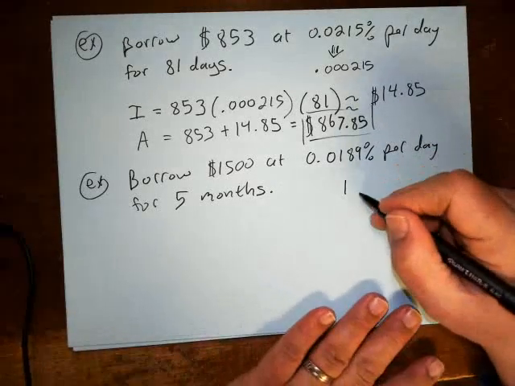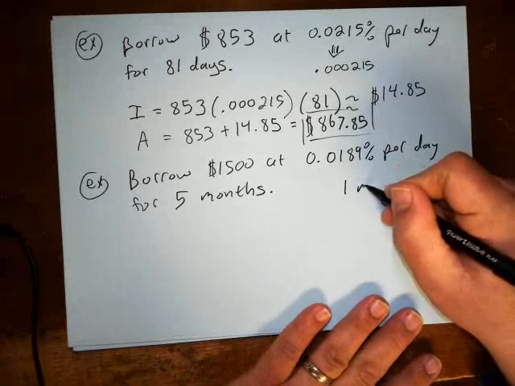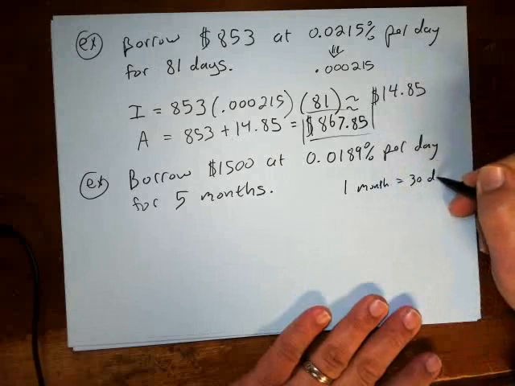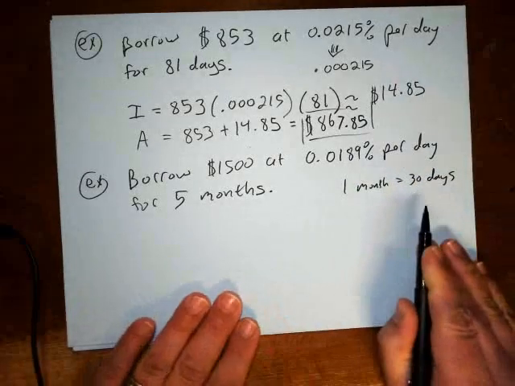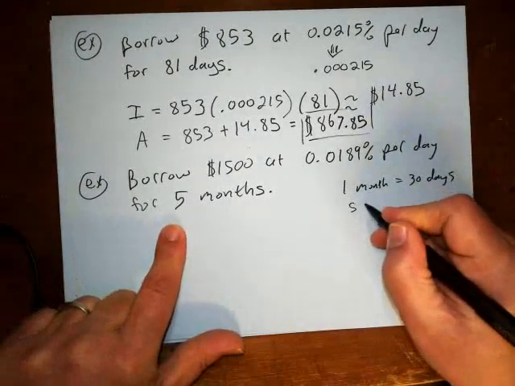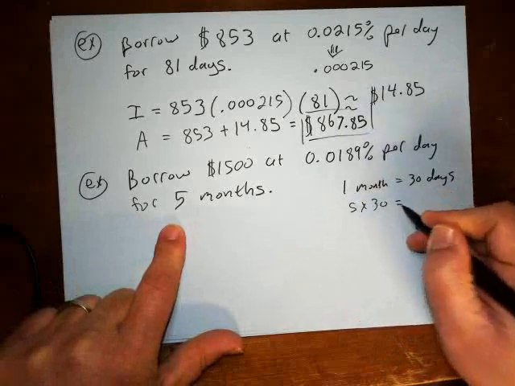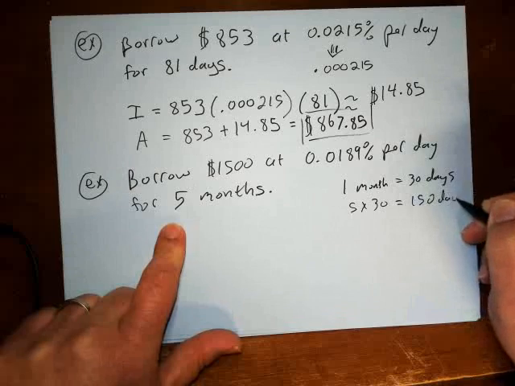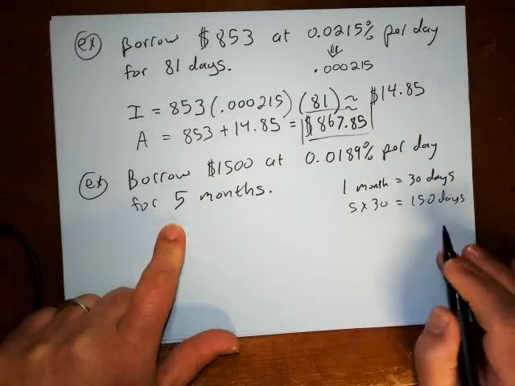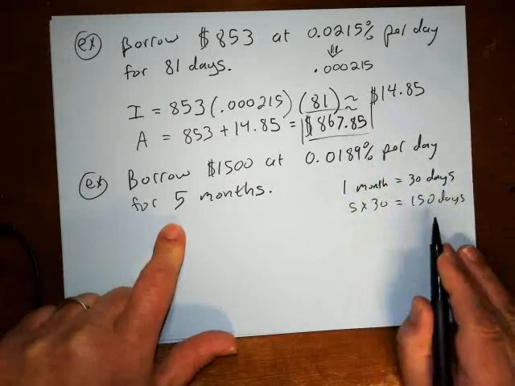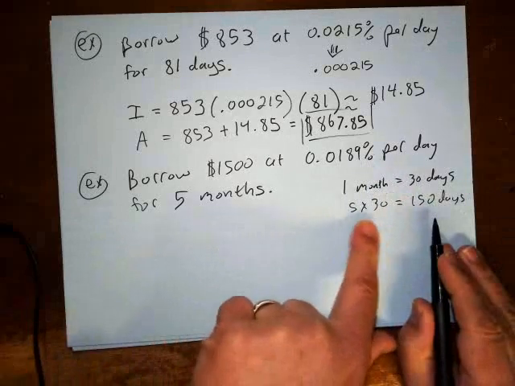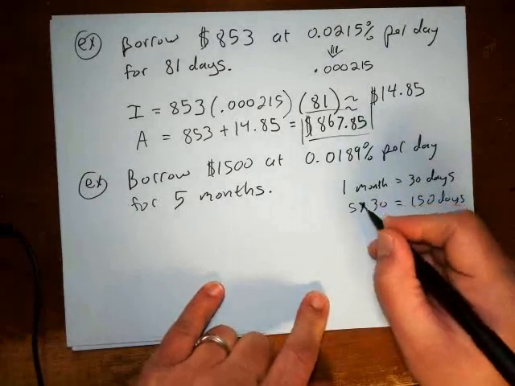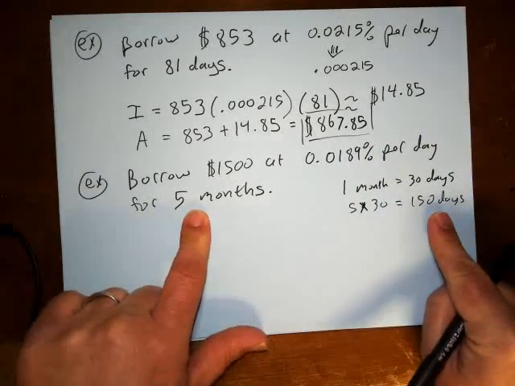1 month is equal to 30 days. And so we're going to use that conversion. So we would be taking 5 times 30 to get the number of days. It would be like 150 days. Does that make sense? And that's what I want, number of days. Interest rate per day for the number of days. Okay, so I'm using the banker's rule to convert these months into the days.